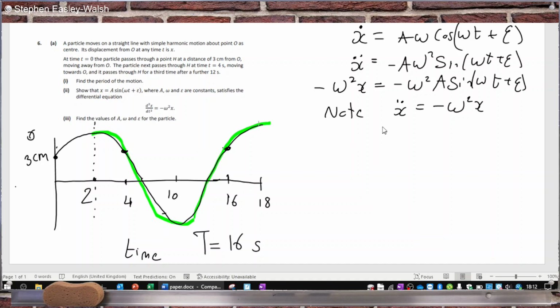And then we want to find the values of a, omega, and epsilon for the particle. Well, omega is 2 pi over T, and we've worked out T, so that's 2 pi over 16. So that's pi over 8, so that's great. The amplitude we have not worked out, but we know it's more than 3, and the epsilon we've not worked out either.